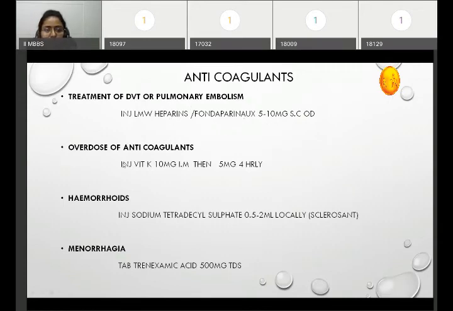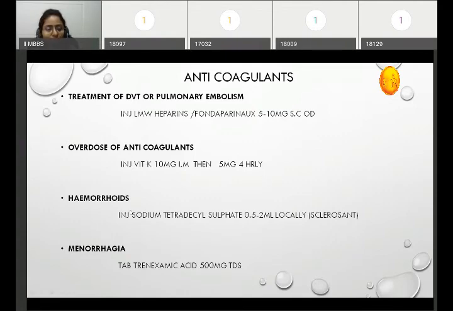Then coming to the overdose form, if you are giving these anticoagulants in overdose, then what will you give? You have to give injection vitamin K, that is its antidote, in the dose of 10 milligram intramuscularly, and then 5 milligram 4 hourly. Repeat it, 5 milligram 4 hourly, according to the dose of the anticoagulant that is given. Okay. So that is adjusted according to the anticoagulant dose. So this is the treatment of overdose of anticoagulants.